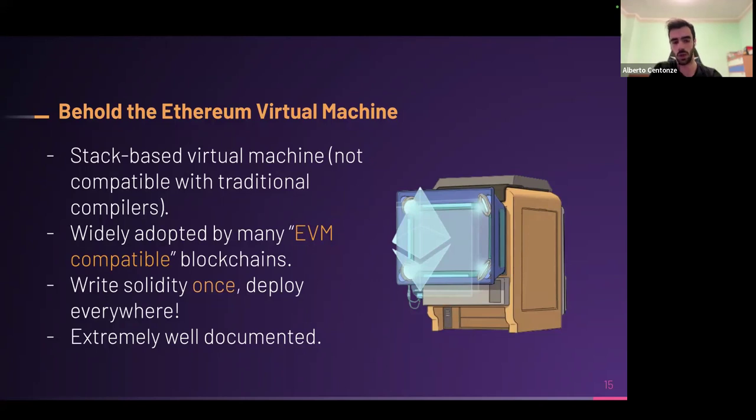We cannot use normal machines because they are register based. So if you've taken a computer architecture class, you know for sure that machines are mostly based on registers, and the Ethereum virtual machine does not do that. It doesn't have the concept of registers. Everything is a stack. So it's different, and we lost a bunch of optimizations because of this.